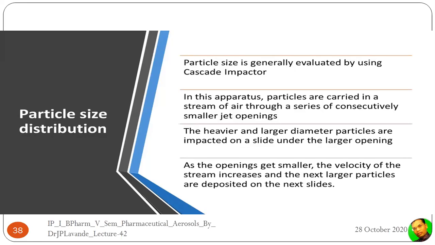The heavier and larger diameter particles are impacted on a slide under the larger opening. As the opening gets smaller, the velocity of the stream increases and the next larger particles are deposited on the next slide. So as there are different slides, the heavier particles, because they cannot run for a longer distance, will be impacted on the first slides in accordance with their weight. The ones whose particle size is smaller can run for a longer distance and they impact on the slide which is located at a longer distance.